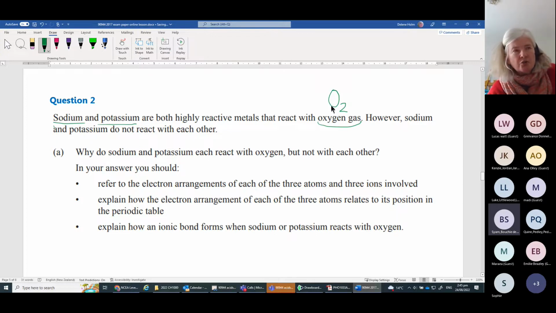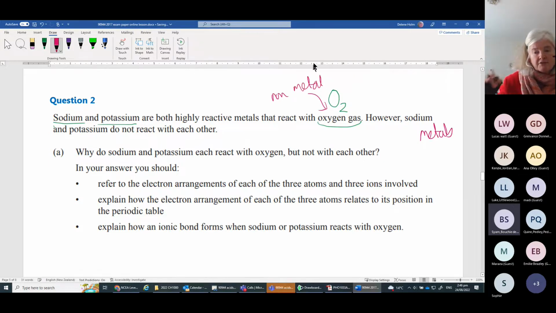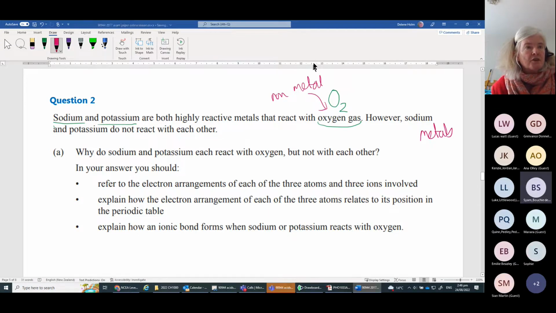Because sometimes when you read through it, you try and think of what is happening. So they say these react with oxygen, but sodium and potassium don't react with each other. So hopefully you know sodium and potassium are metals, and oxygen gas is a non-metal. And remember what I said, when left reacts with right, you get that ionic equation, or it forms ions. So why do sodium and potassium react with oxygen but not with each other? Because sodium and potassium are metals, oxygen is a non-metal.